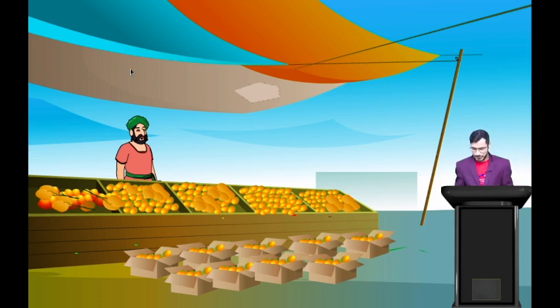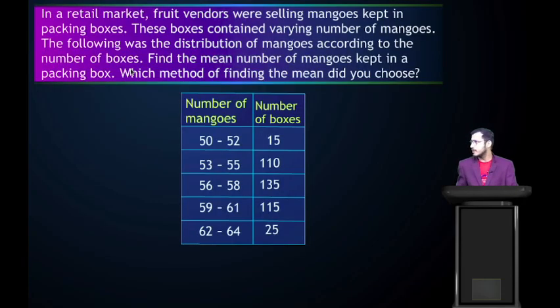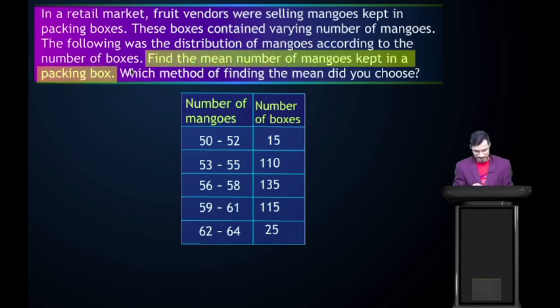Now see here students, we have another situation. In a retail market, fruit vendors were selling mangoes kept in packing boxes. These boxes contained a varying number of mangoes. The following was the distribution of mangoes according to the number of boxes. Find the mean number of mangoes kept in a packing box. Which method of finding the mean did you choose? So let's try.